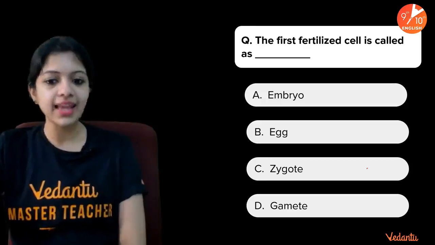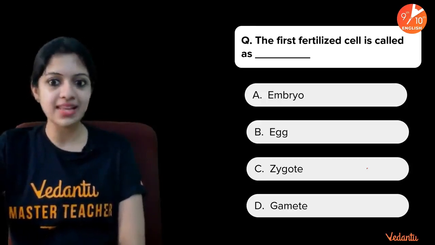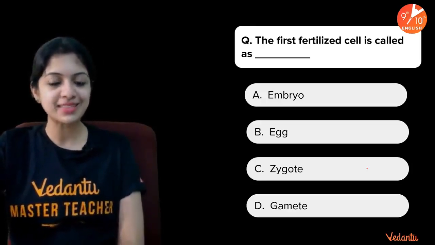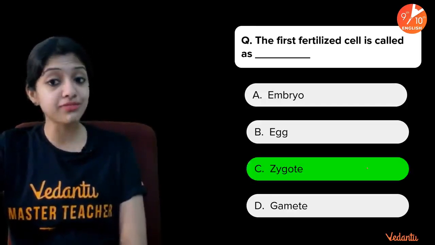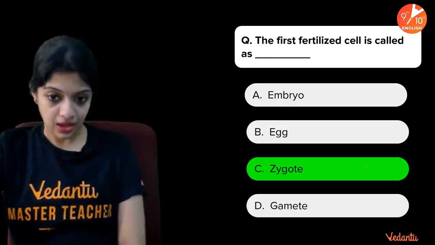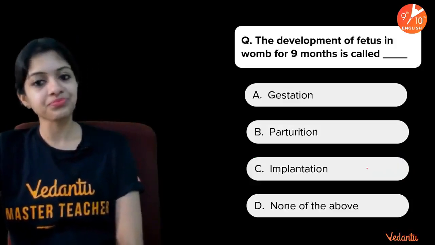Yes, the first fertilized cell is called dash. Embryo, egg, zygote, gamete. Yes, you must know the difference between all of these. And your time is up. The answer is zygote. The first fertilized cell is called zygote.